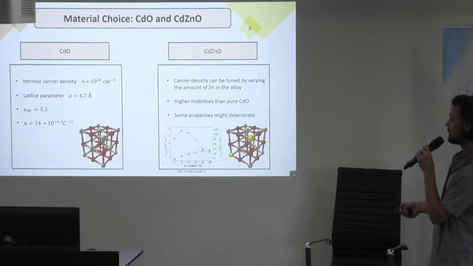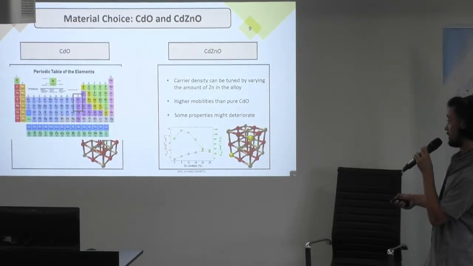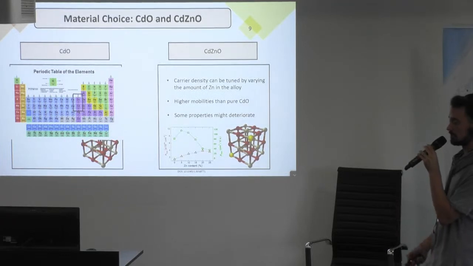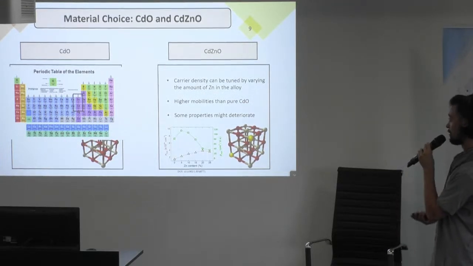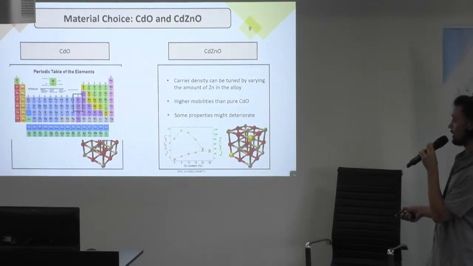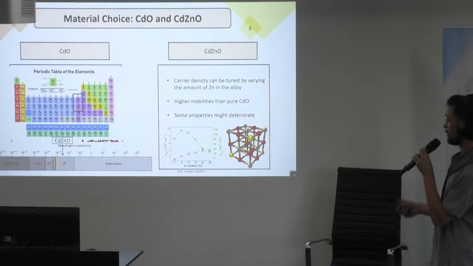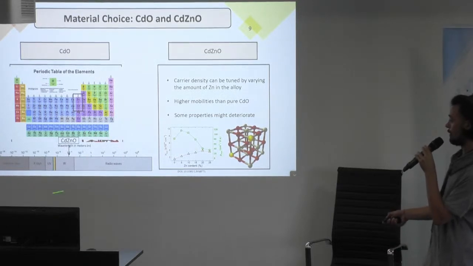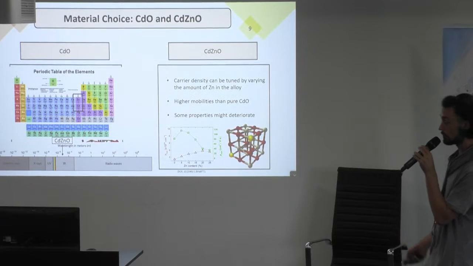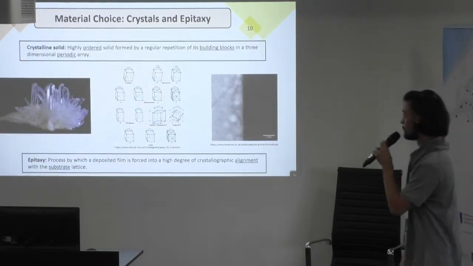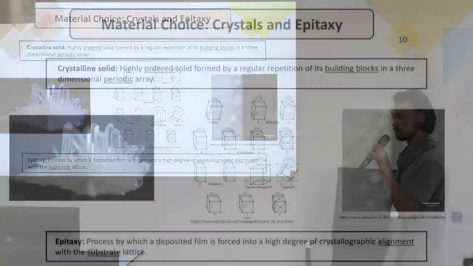So cadmium oxide would be a very good material, but we have seen that if we alloy it with zinc, we have some advantages, and we can do this alloy because zinc and cadmium are very similar materials. And if we put something in our material, we have demonstrated that we can have a higher mobility, and we can increase the free electron density. With that, we can tune the range of frequencies in which our detector can work.